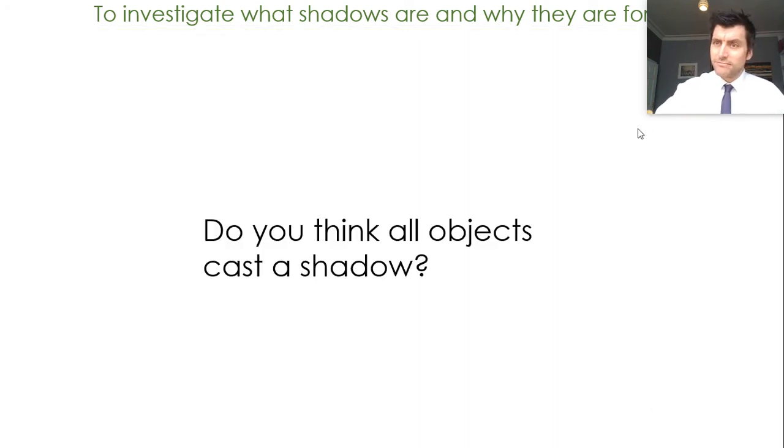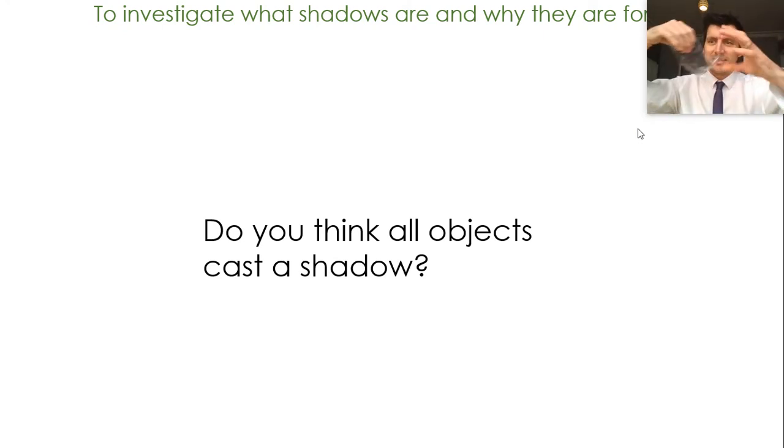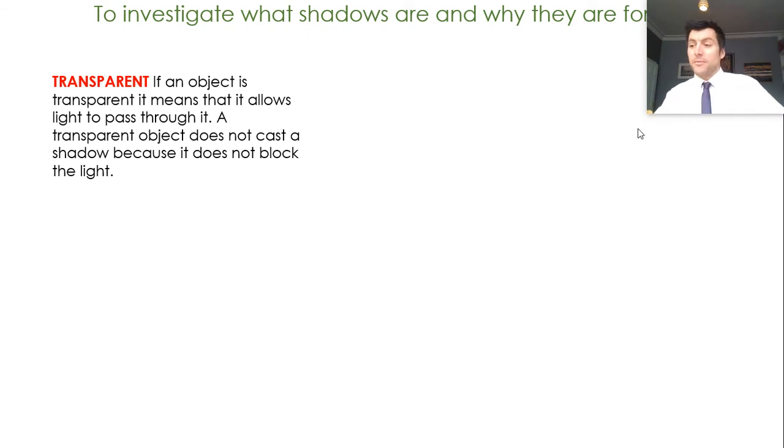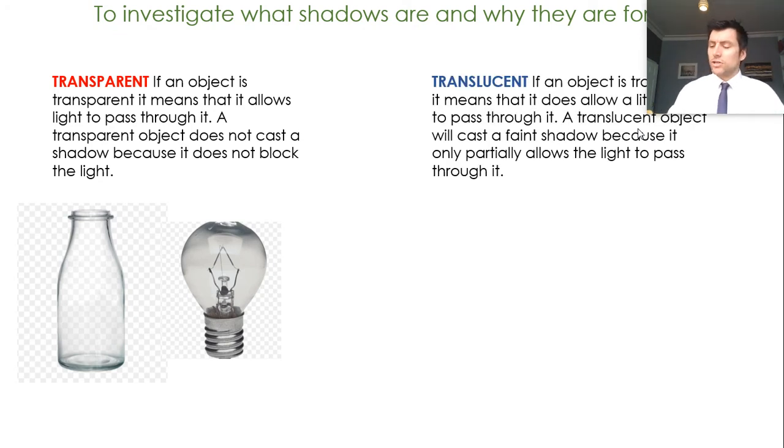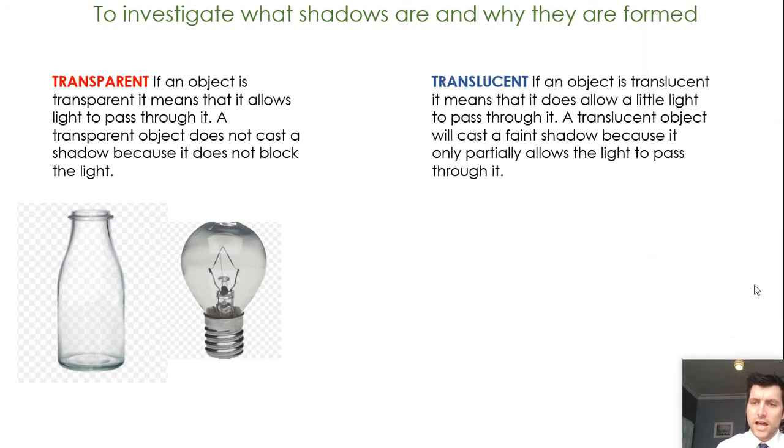All objects cast shadows. Do all objects cast shadows? No. Some of them are transparent. So there's things that we can see through. Things that do not cast a shadow. So something like a clear bottle or a light bulb that hasn't got any colour into it. We've also got translucent objects. The translucent objects are things which a little bit of light cast through.